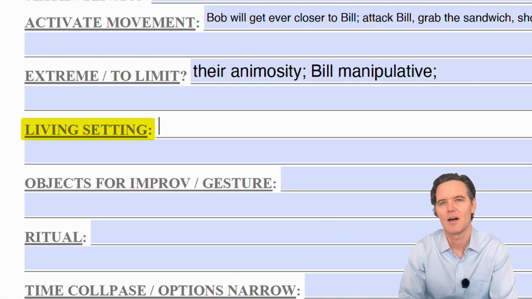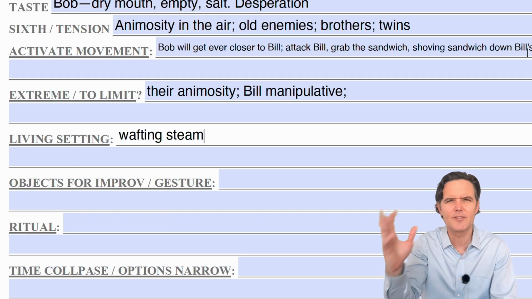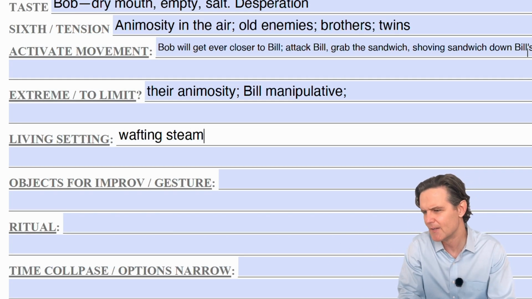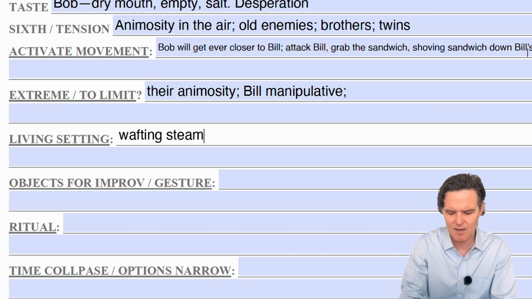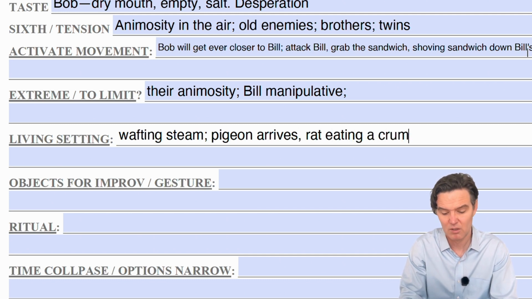Living setting. Another reminder. The setting too needs to feel alive. And the good news is we just went over all the senses and all the stuff that's happening in there to really help you breathe life into where we are. So we already discovered wafting steam, just wafting in front of Bob or Bill or something. Maybe a pigeon is there at some point, flying around or landing. There could be a rat eating a crumb or eating something even grosser, some slimy piece of trash or something.